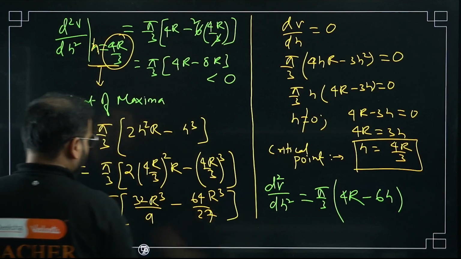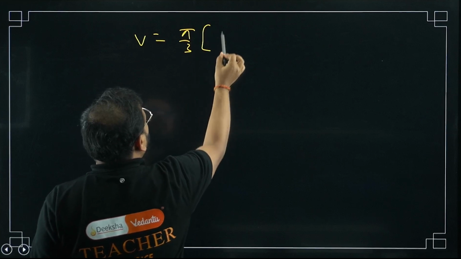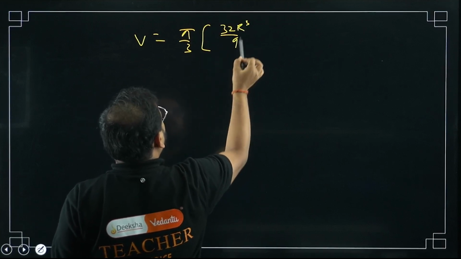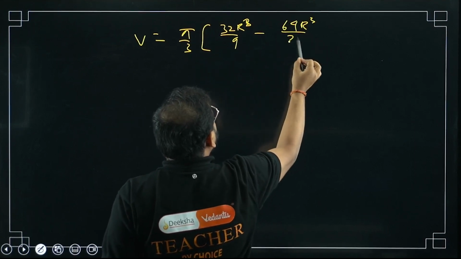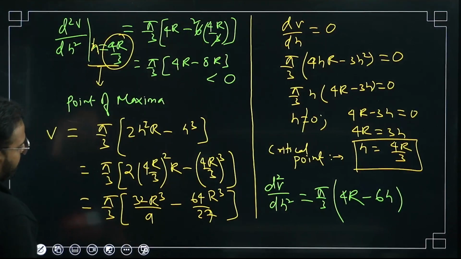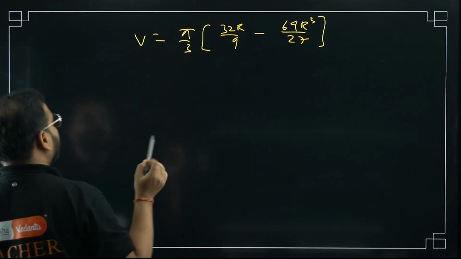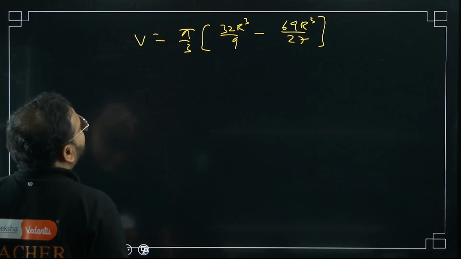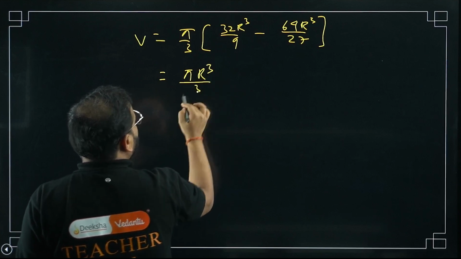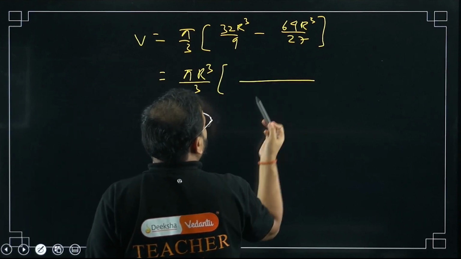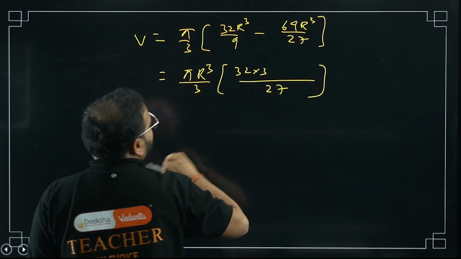Great. I'll write it over here. So what I'm getting so far is V equals pi by 3. Please check. I think 32 r cube by 9, will cross check, don't worry, minus 64 r cube by 27, somewhat like this. Please have a look. One second. This is r cube. I can take r cube also common. So pi r cube, please check, by 3. What do I have inside? I have here LCM 27. 9 3s are 27, means 32 3s are 96, minus 64 as it is.